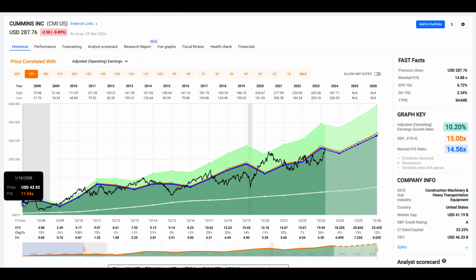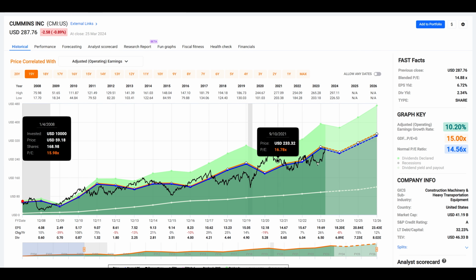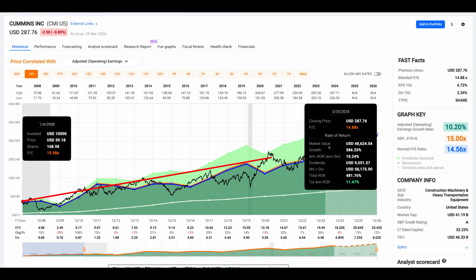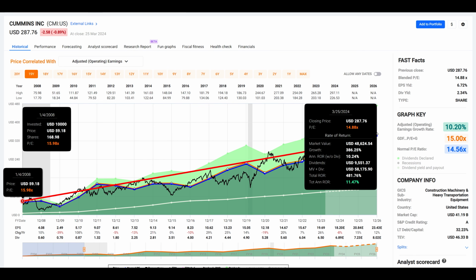And once again, if I buy the stock at a fair valuation, there's a little high at 15.98, and hold it, here it was about 114.88. The earnings growth of 10.2% would have given us a 10.24% rate of return, very consistent with the growth rate, and add in dividends, and we end up getting about 11.5%. Valuation matters, and it matters a lot.